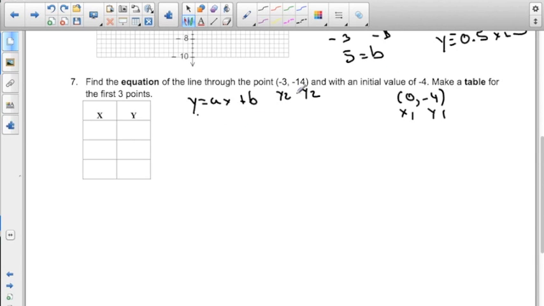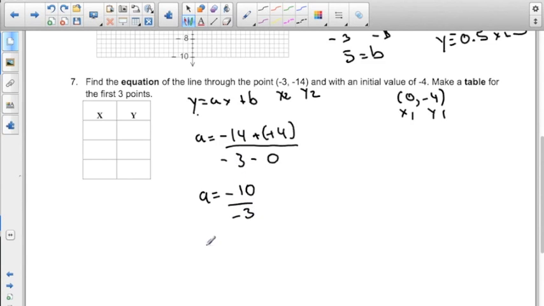Okay? So we said y2 is negative 14, so a is equal to negative 14 minus negative 4 over x2, which is negative 3, minus 0. So we're still going to end up with negative 3 minus 0. We'll have negative 10 over negative 3, and a negative over a negative is a positive, so we have a equals 10 over 3. Now this is our slope, y equals 10 over 3x. But they already told us that our initial value, when x is 0, y is negative 4. So we have everything we need to write the rule.